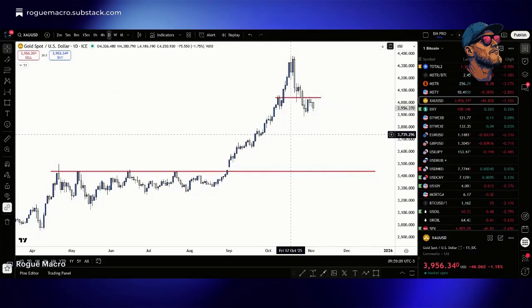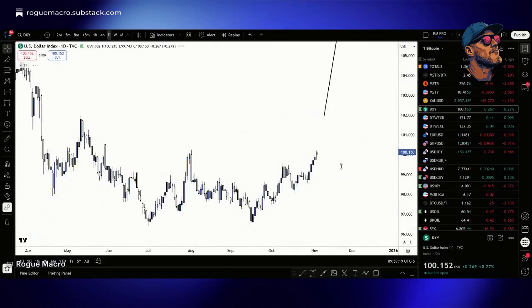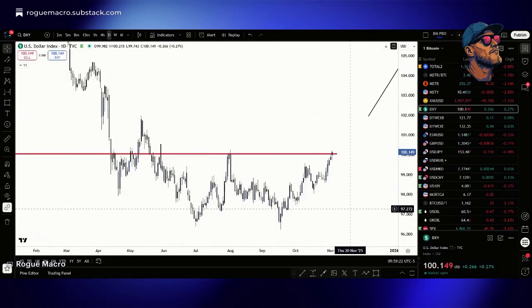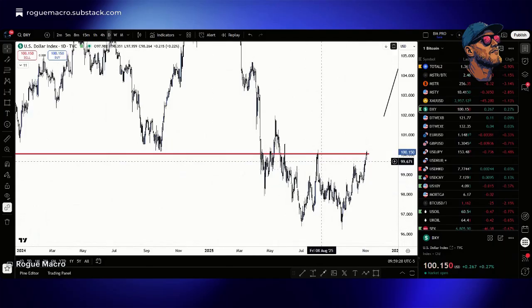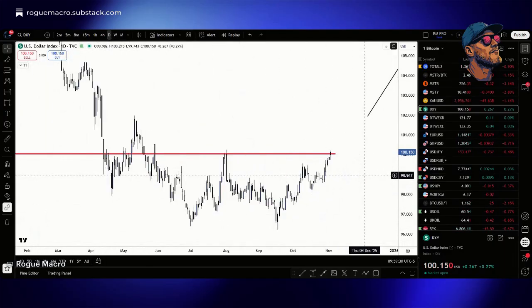Everyone's saying the dollar is causing this. Dollar weakness. The government killed the dollar. The Fed killed the dollar. But what are we seeing on DXY? Nothing of the sort. Breaking out back over 100, back over this long-term support turned resistance, breaking it again.